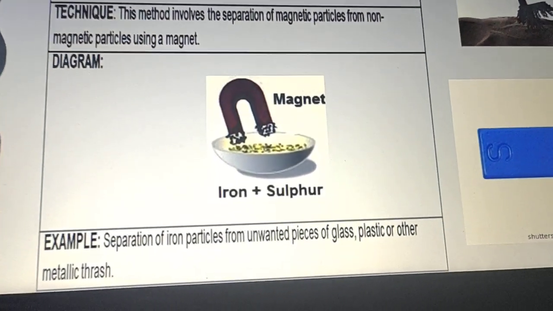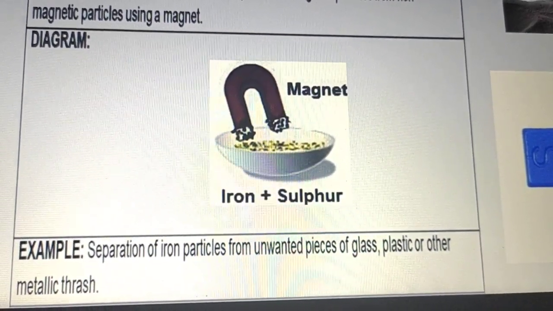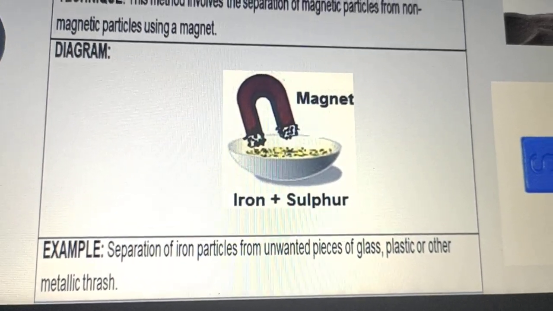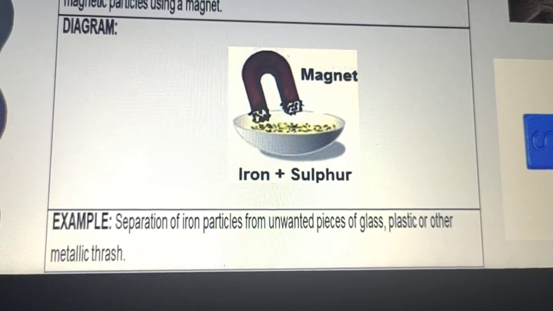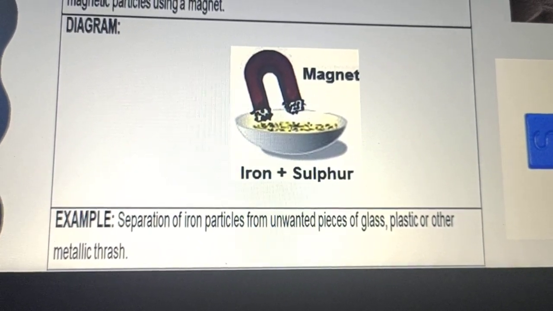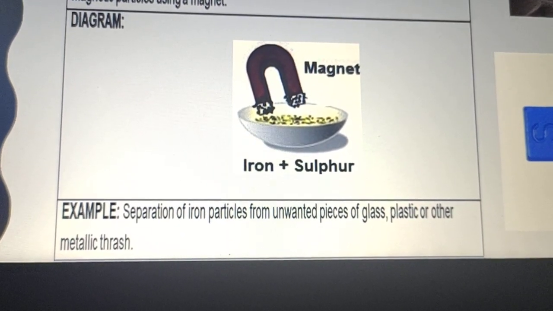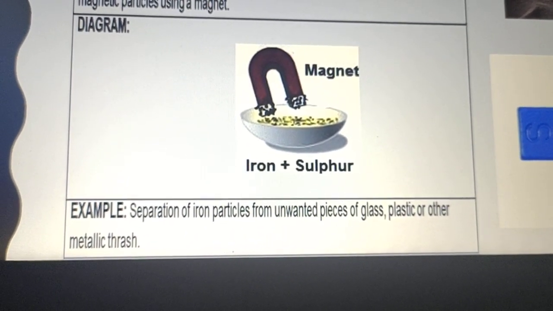Diagram is this. There is a magnet and iron Fe and sulfur S. So when iron reacts with sulfur, it becomes FeS, iron sulfide. And when we take the iron and sulfur mixture, we put iron and sulfur in different columns and then mix, we can separate them easily because the iron filings are different and the sulfur powder is different.